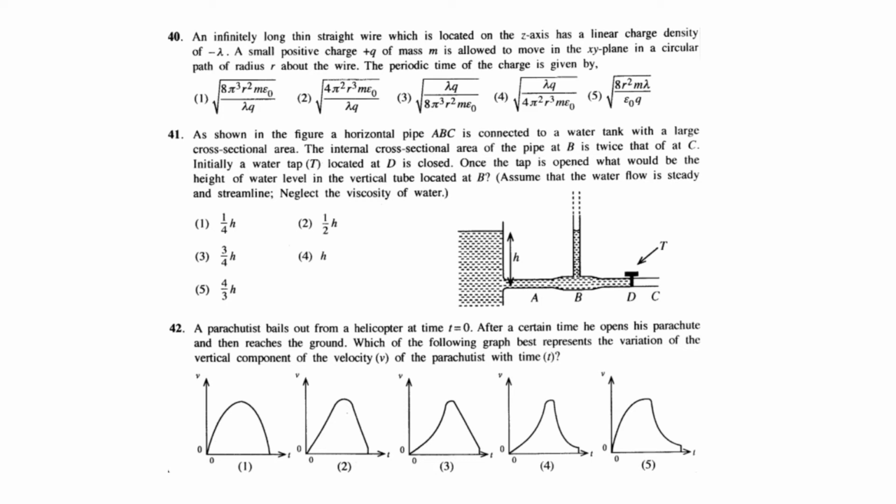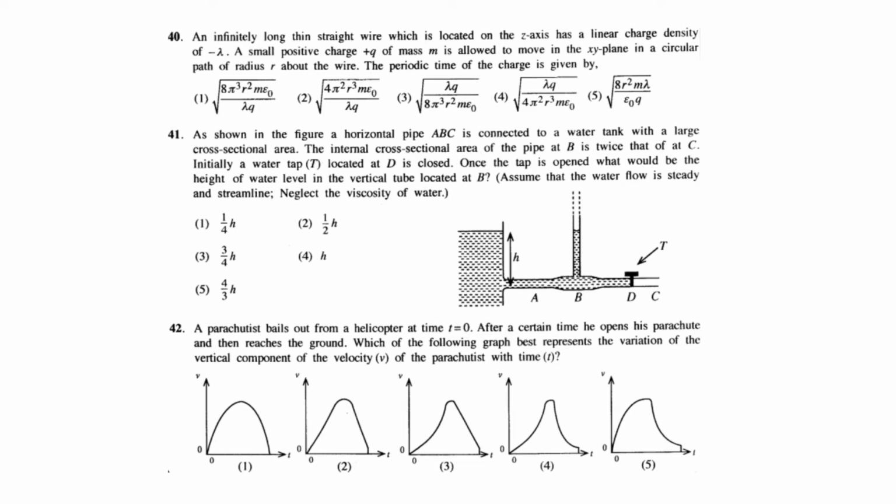Question number 42. A parachutist bails out from a helicopter at time t equals 0. After a certain time, he opens his parachute and then reaches the ground. They are asking for the graph that best represents the variation of the vertical component of the velocity of the parachutist with time. His velocity is 0 when the time is 0. Each graph is starting from the origin. They show that velocity is 0 when the time is 0.